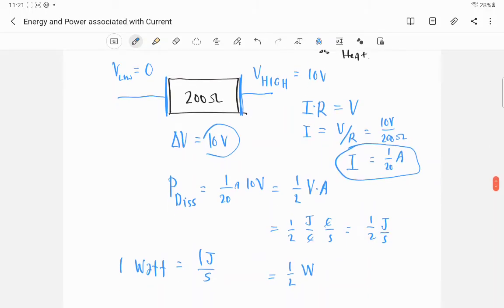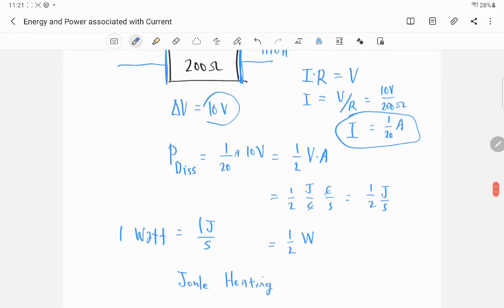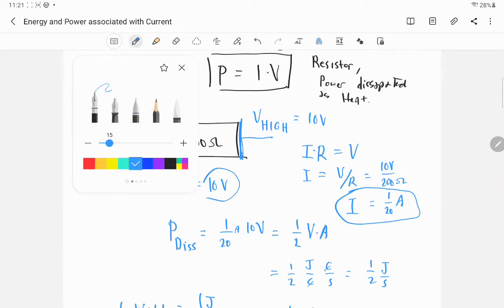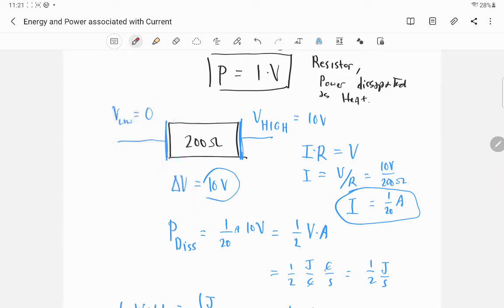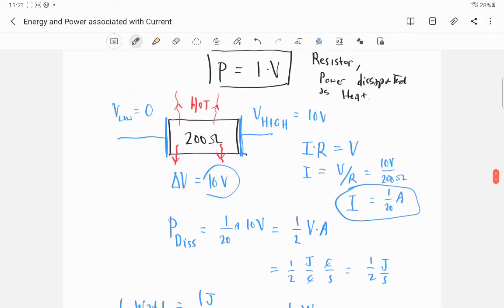This is referred to as Joule heating, named after Joule. But the point is when you have the current flowing through this resistance, what's happening is the resistor warms up. It gets hot, right? The temperature can rise and things like that.